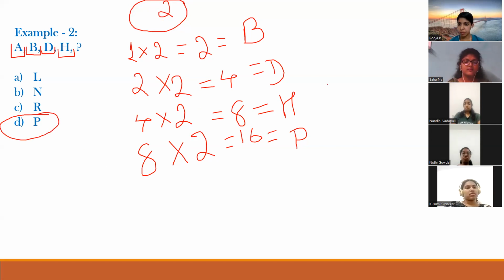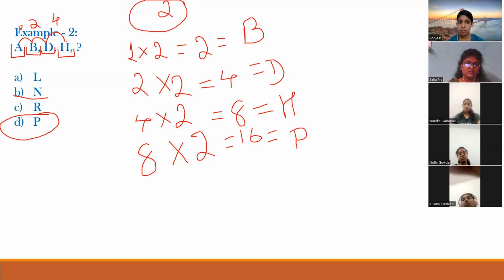Fine. Ma'am, how can we be sure that this is the correct logic? Because according to me, the answer can be N also. So how can I eliminate or find out that that is not the right answer? Okay, how did you land up at the answer N? Because from A to B it's plus 1, and then we are adding plus 2 to everything. Like now B to D we are adding 2. So D to H will be plus 4. H to the next will be plus 6. Then we'll land up on N.